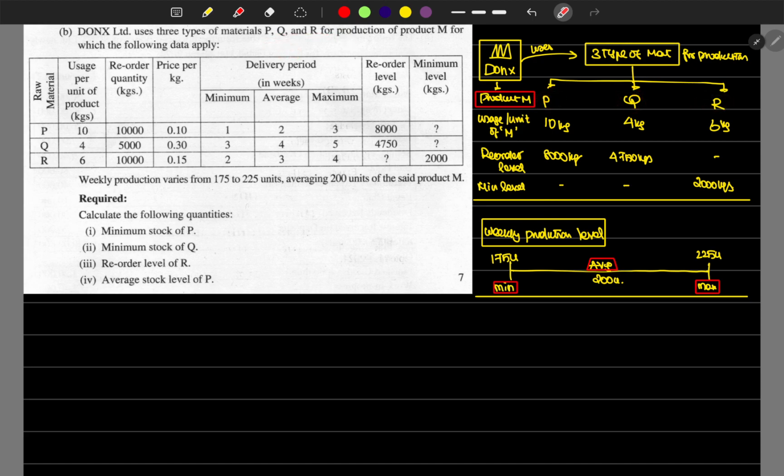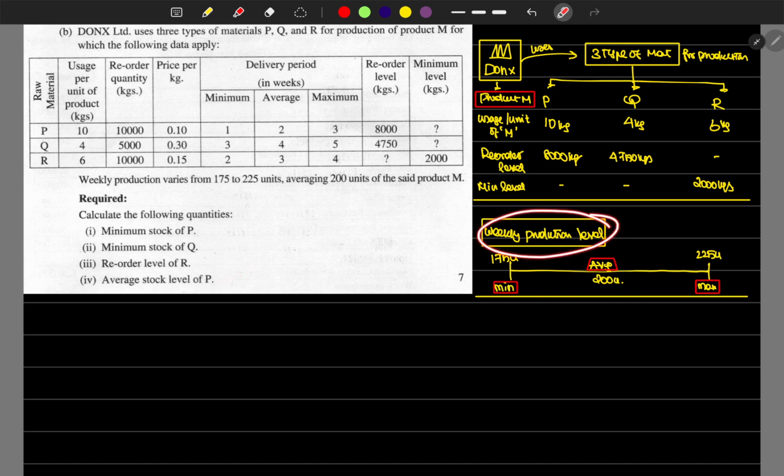They have given the data for usage, reorder quantity, price, delivery period, reorder level, minimum level, everything. And the production level has also been given: minimum, maximum, and average for product M. What they are asking us to find out is the minimum stock of P, minimum stock of Q, reorder level of R, and average stock level of P.